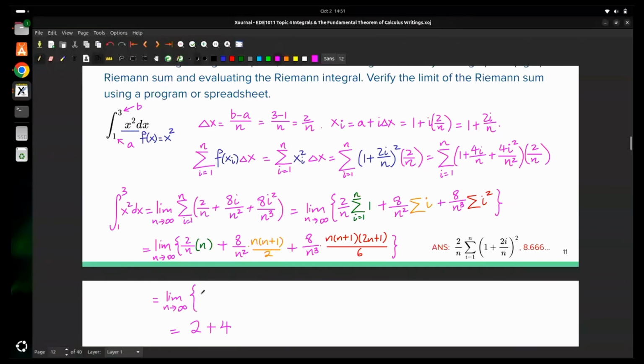Okay, so this is 2, this is obvious. This one, 8 over 2 is 4. After that, this part is n squared divided by n squared, which is 1. Then plus, this is n divided by n squared, which is 1 over n. So therefore, if you sub in n equals infinity, obviously you get 4 times 1. So it's 2 plus 4.